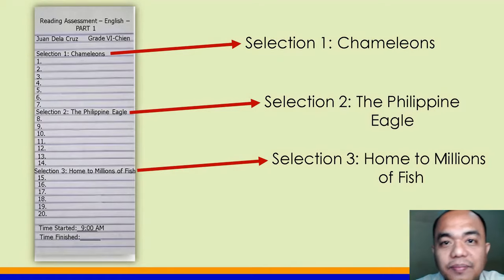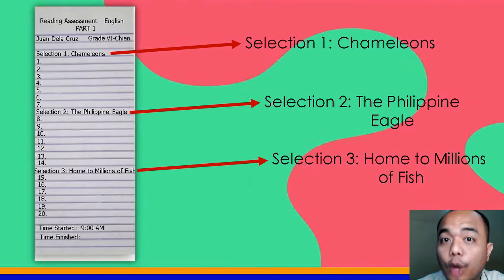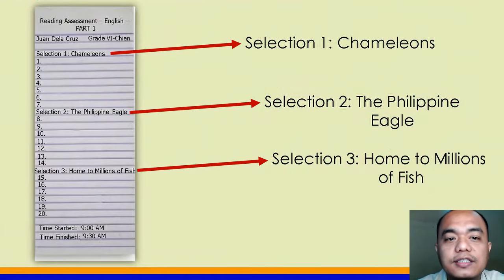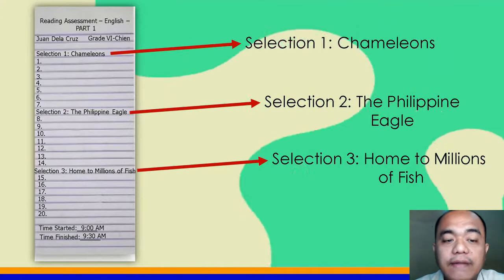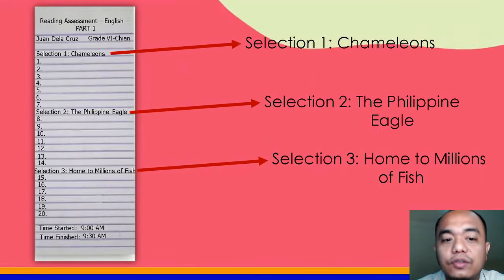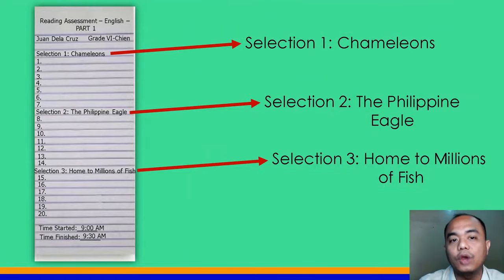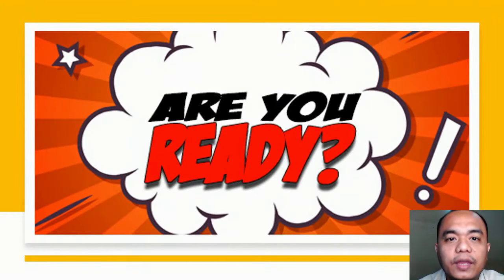Is that clear? Okay, very good. I hope you're following the instructions. Okay, for example, time finished, 9:30. So you have to write 9:30 a.m. in your paper. Okay, are you ready?